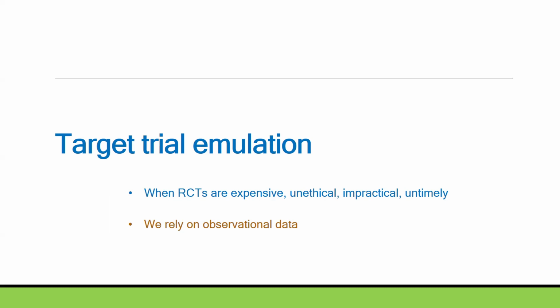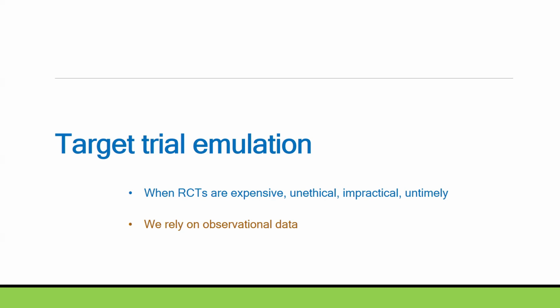So we cannot really randomize and check to see the effect of the drug, the safety of the drug, or the effectiveness of the drug. What we have in our hand is that we already have been following these individuals, so we use electronic health records from the hospital or from the clinic and interpret them using target trial emulation.